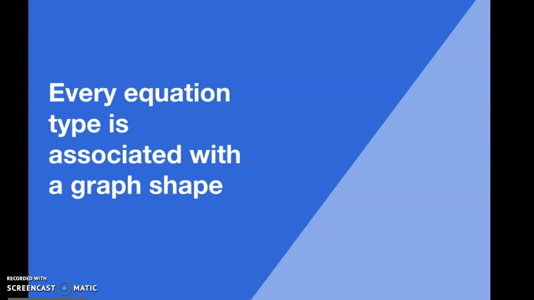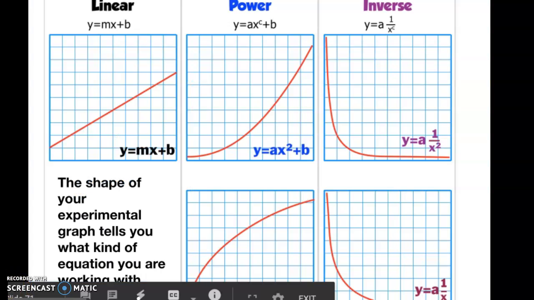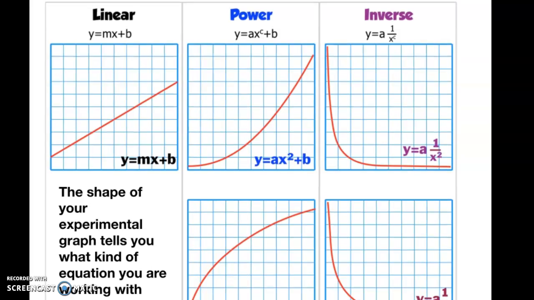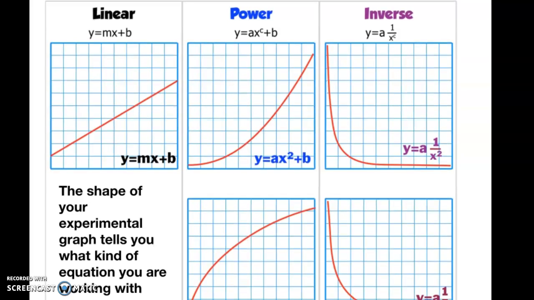Now, as I said, you go into the lab, you take your readings, you then plot a graph, and you look at the graph shape. There are lots of different graph shapes, but I think we could probably just summarize it into two. Your graph is either linear or it's curved.